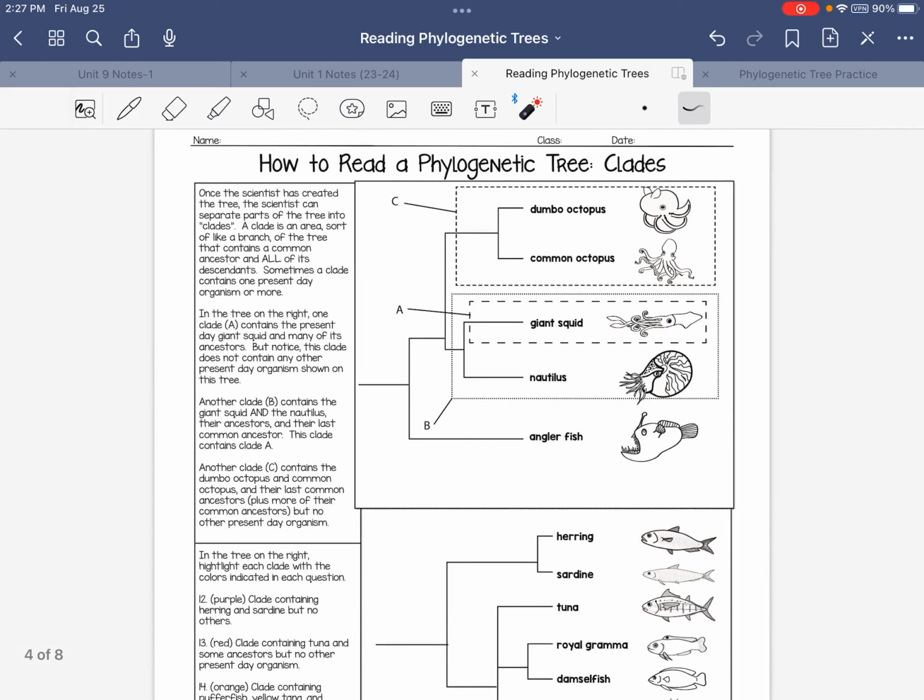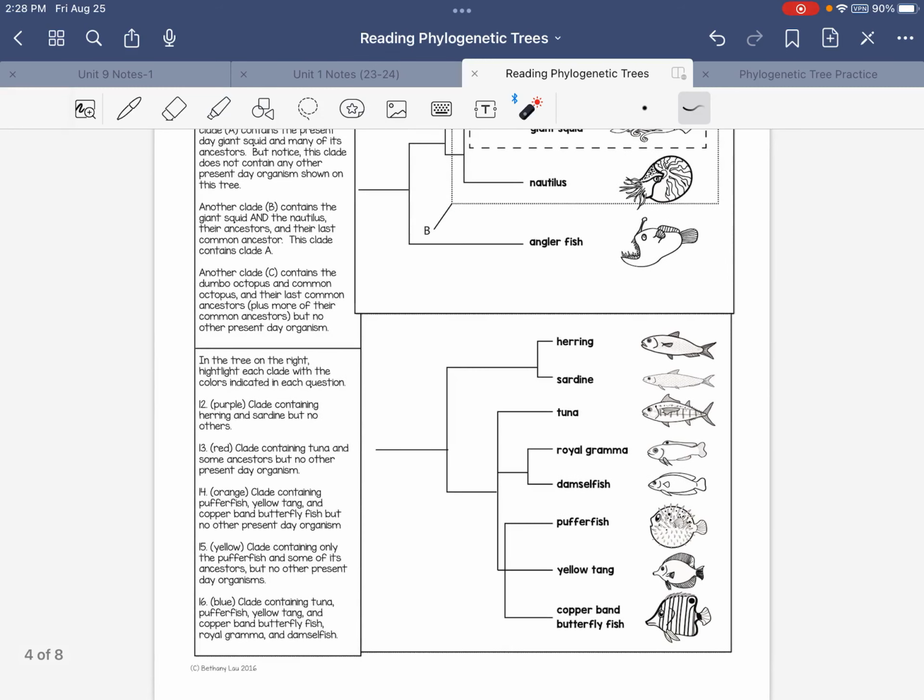Clades, it's basically just a word that means group. Okay, so it's saying right here, this is a clade or a group of animals. And you can see they're both octopus. Okay, so this is the octopus group or the octopus clade. Over here, we've got the squid and the nautilus. This is going to be like more of a squid-like clade. But we could group all of these together and say these are cephalopods. That's their group or their clade. Okay, so we're just grouping animals here.